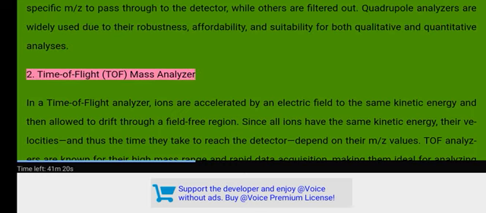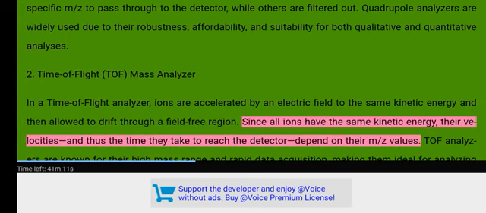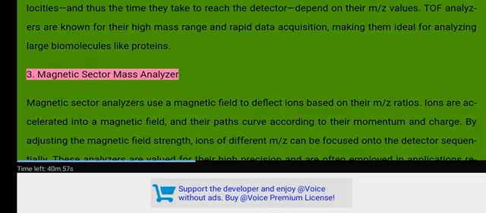2. Time-of-flight (TOF) mass analyzer. In a time-of-flight analyzer, ions are accelerated by an electric field to the same kinetic energy and then allowed to drift through a field-free region. Since all ions have the same kinetic energy, their velocities, and thus the time they take to reach the detector, depend on their m/z values. TOF analyzers are known for their high mass range and rapid data acquisition, making them ideal for analyzing large biomolecules like proteins.